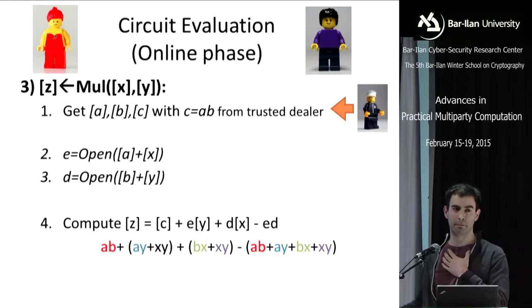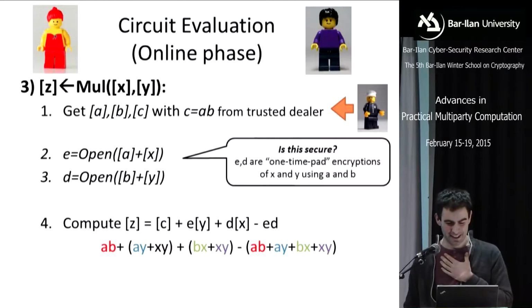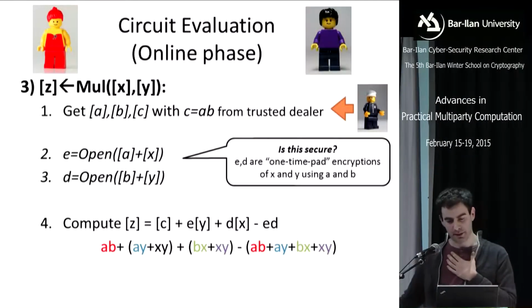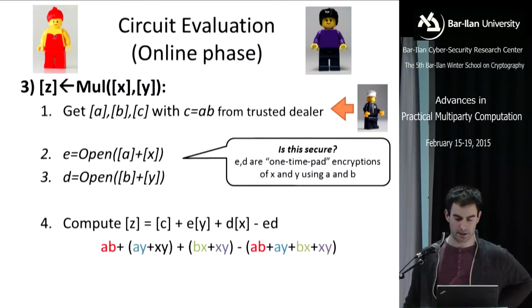So once again, this is simple and everyone should know it. So if you don't, do. And as I tried to say already, this is secure because e and d are simply one-time pad encryptions of x and y using a and b. Yeah? It works in higher fields as well. It works in any field, yeah.